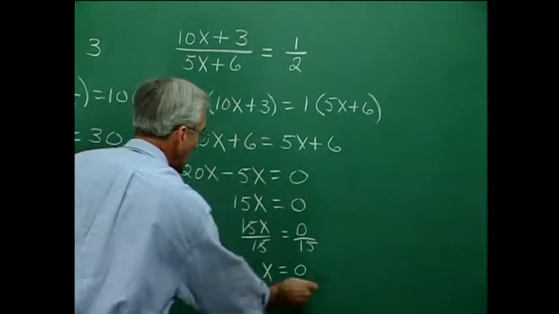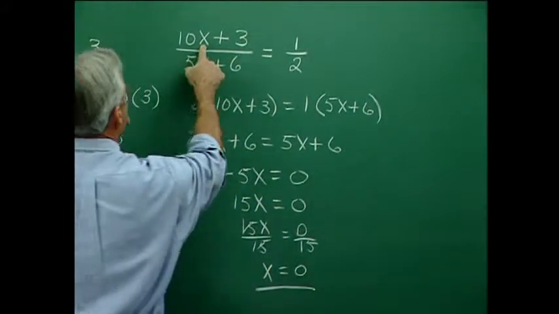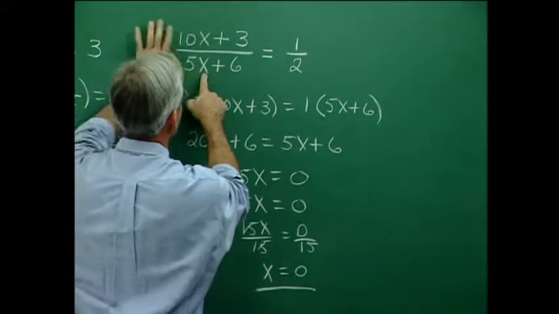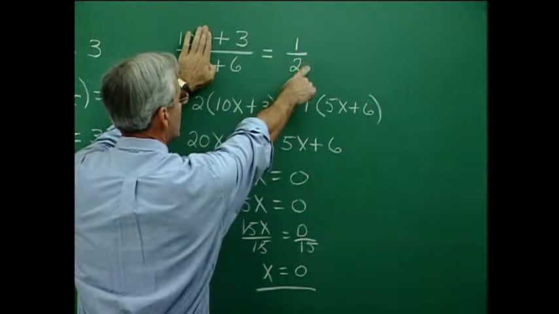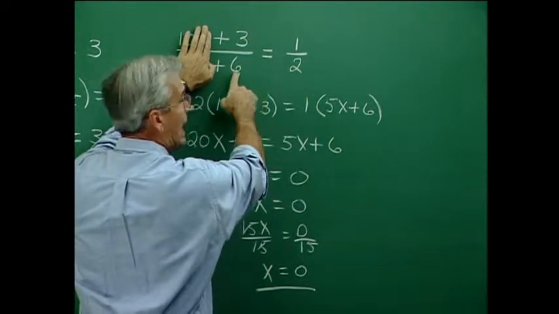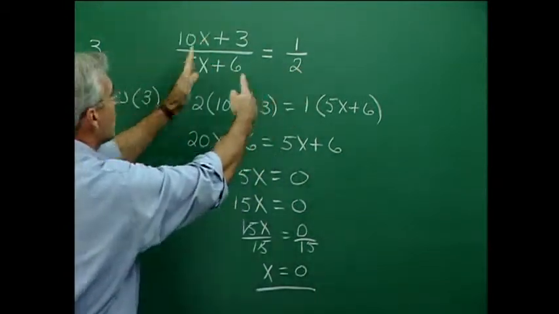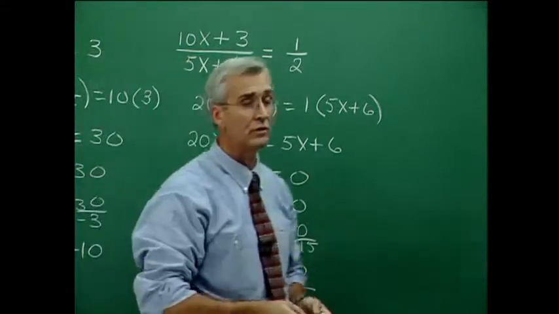Can that be true? Let's see. Back upstairs, we have 0 in place of these x's. Both of those terms go out, and we have 3 over 6 equals 1/2. This reduces to 1/2. 1/2 is equal to 1/2. We have truth and therefore a correct solution to the equation.